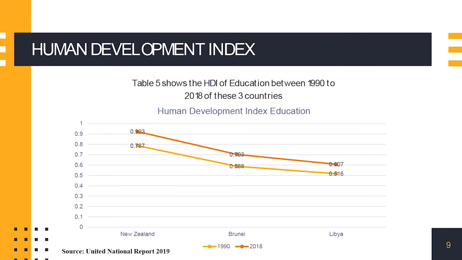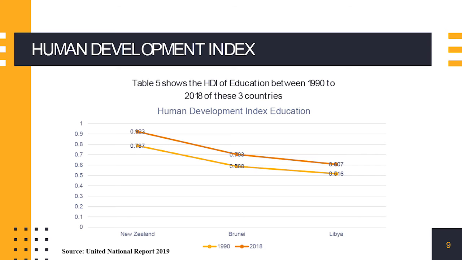Table 5 shows the HDI of education between 1990 to 2018 of these three countries. Based on the table, the index rate of New Zealand is 18.8 years for the Human Development Index of Education, followed by Brunei at 40.4 years, which has a small gap relative to the index rate of Libya of 12.8 years.